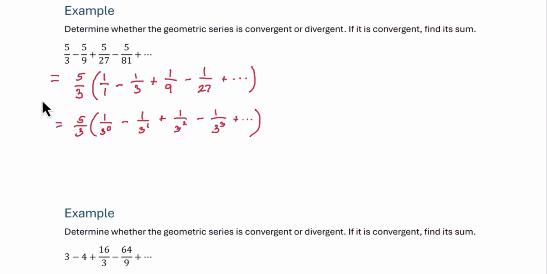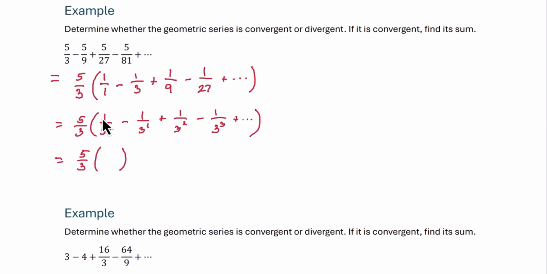Now let's look for a pattern. Notice we have 3's in the bottom raised to a power, and the top is all 1's. We know we have the constant out front, so we know 5/3 is there out front. That's going to be our a value. And what about the base? What is r going to be?